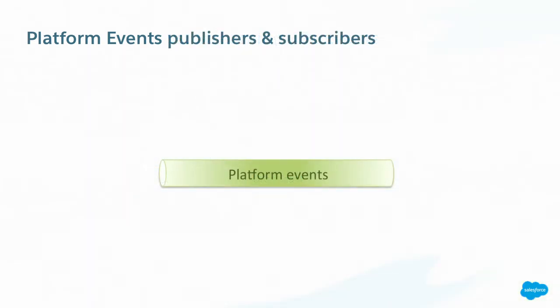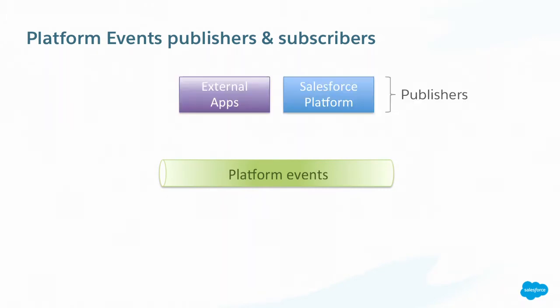So let's have a look at the different options for publishing and subscribing platform events. On one end, we have publishers. These publishers can be classified in two main categories. There's, of course, the Salesforce platform, and there are external apps. And by external apps, I mean it can be Heroku, it could be your own app on your desktop, it could be a mobile app, it could be an IoT device, whatever.